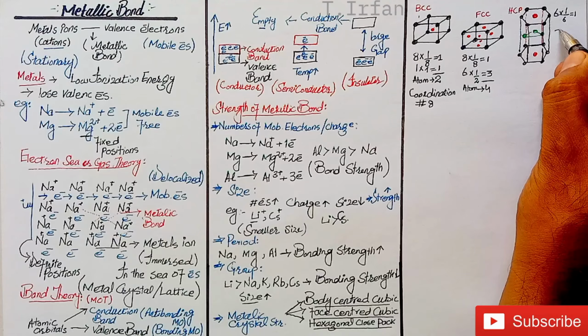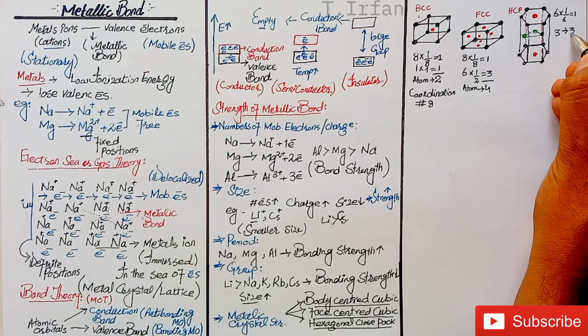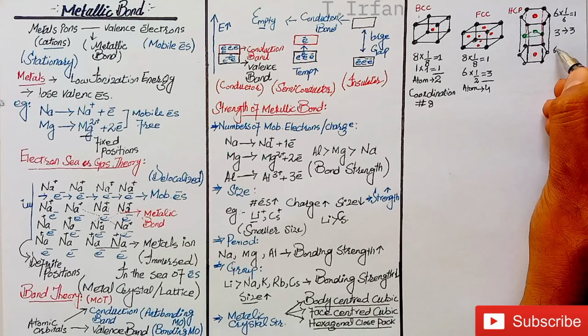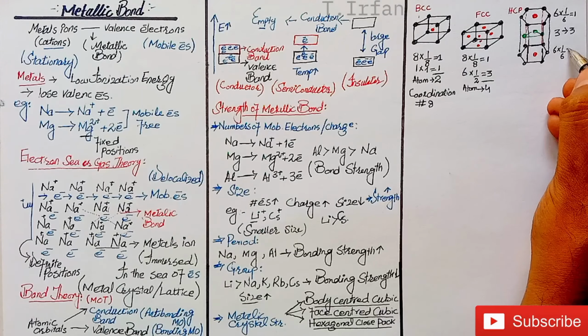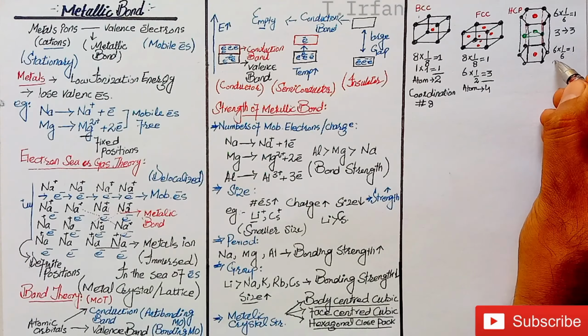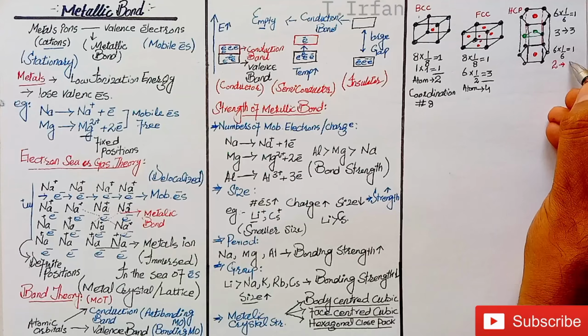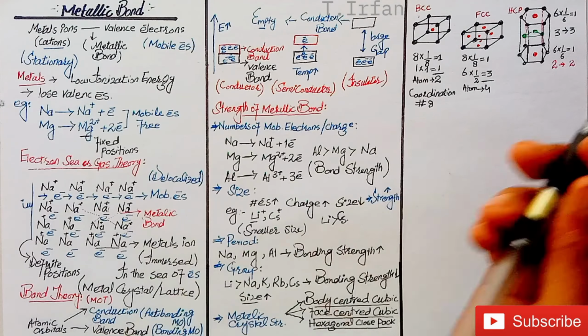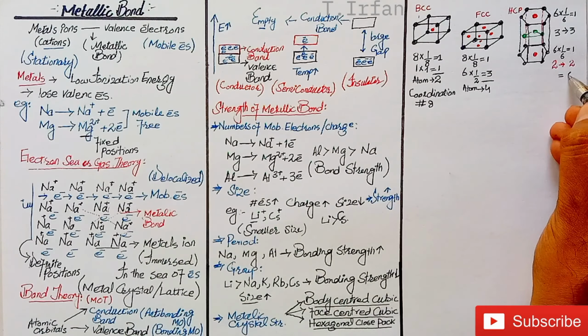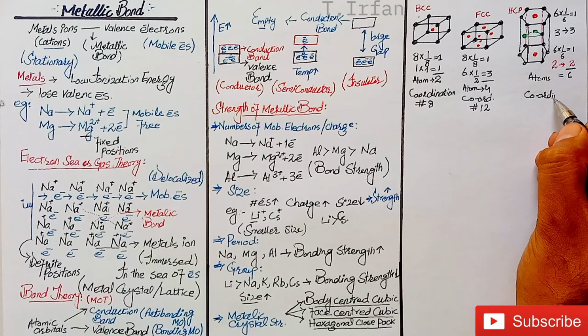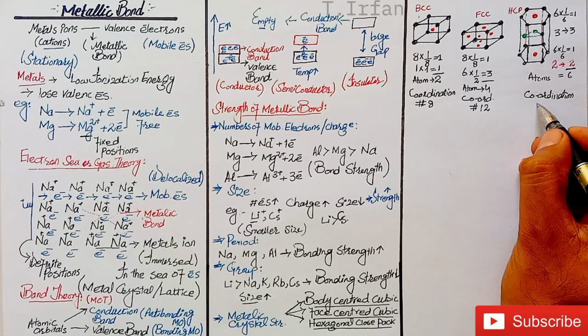And in the hexagonal close packing unit cell, there are 6 atoms. 2 atoms are being counted from 12 corners. 3 atoms are at the center and 2 atoms are at the face center. So there are 6 atoms. And in case of face-centered cubic unit cell and hexagonal close packing unit cell, there is coordination number 12.